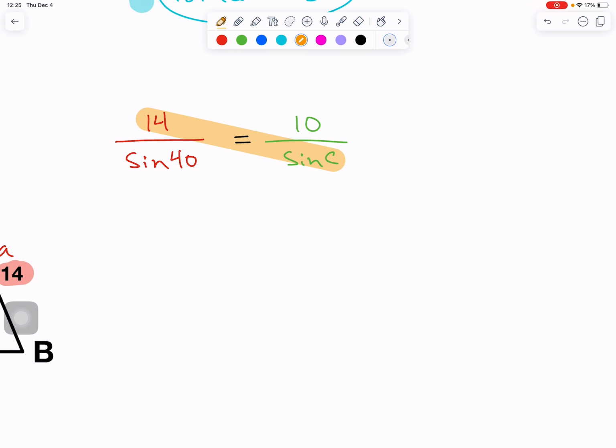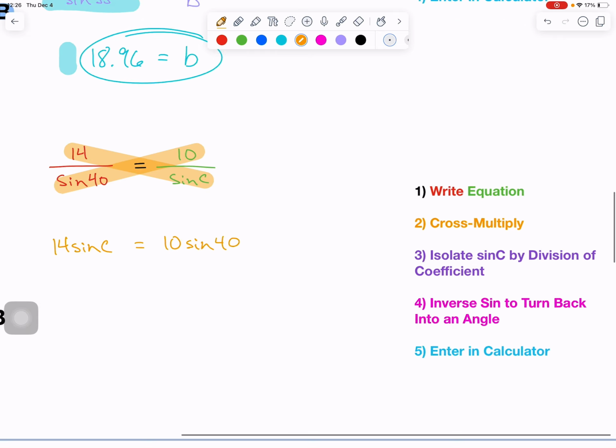From here we go to step 2, which is again to cross multiply, top left to bottom right. 14 times sine C will give us 14 sine C. We'll set that equal to sine 40 times 10. I'm going to again put the 10 in front of the sine 40 because that 40 is the angle measurement that goes with the sine. It's just a little more clarity for other viewers' understanding, as it is for mine myself.